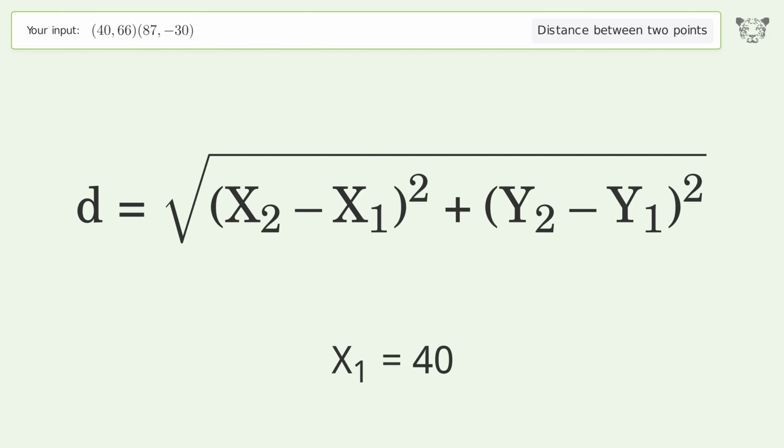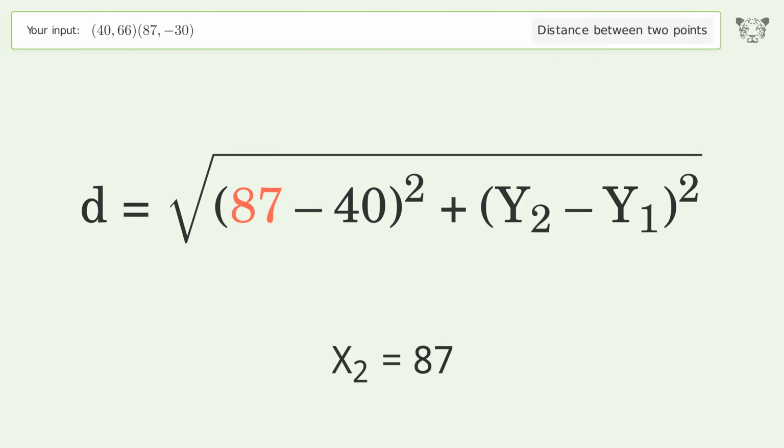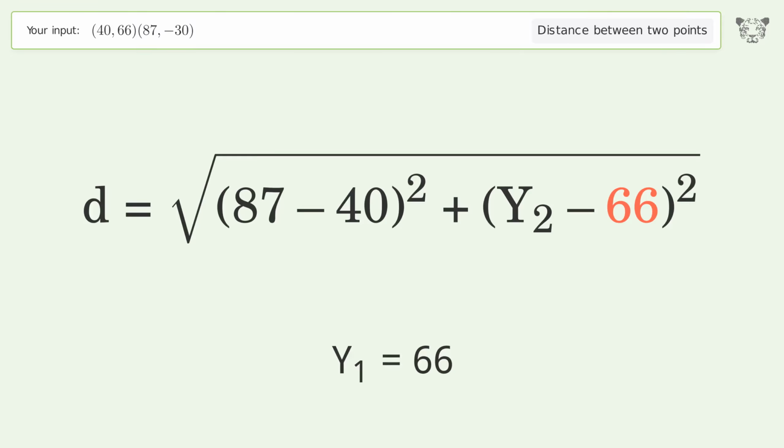x1 equals 40. x2 equals 87. y1 equals 66. y2 equals -30.